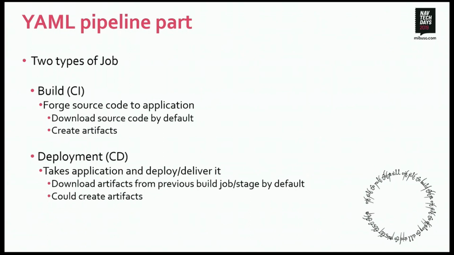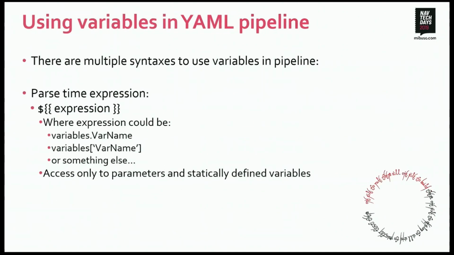We have two types of jobs. We have build job and deployment job. Because we have CI and we have CD. CI is taking the source code and forging it to an application. That's the product. Yeah, that's the build job and CI pipeline. And deployment is taking that application we created and delivering or deploying it somewhere. That's the deployment part of that process. And we can now do both through YAML.